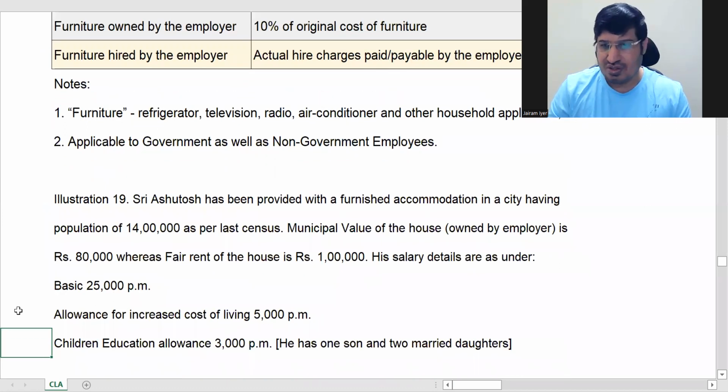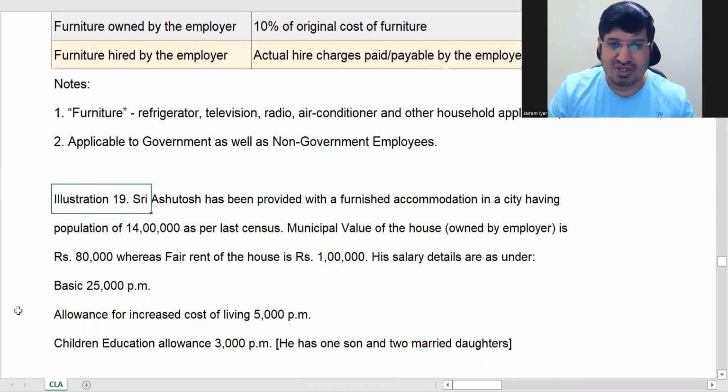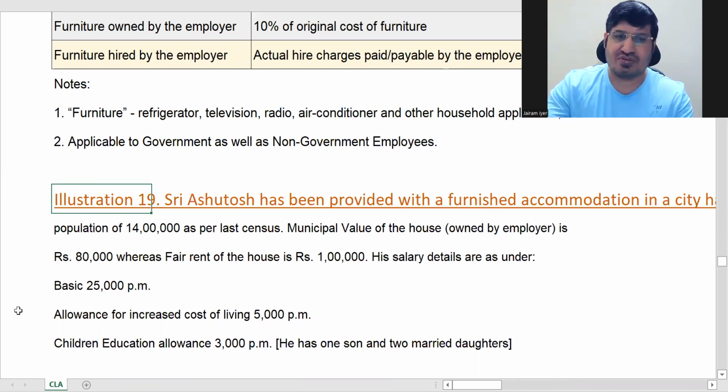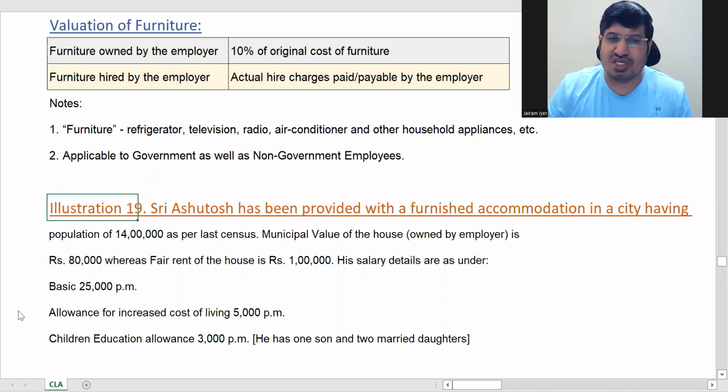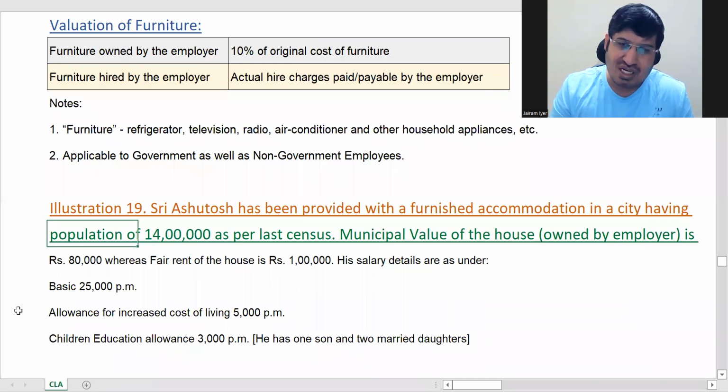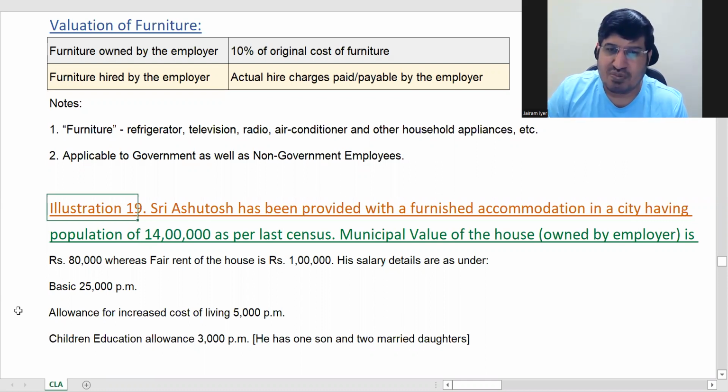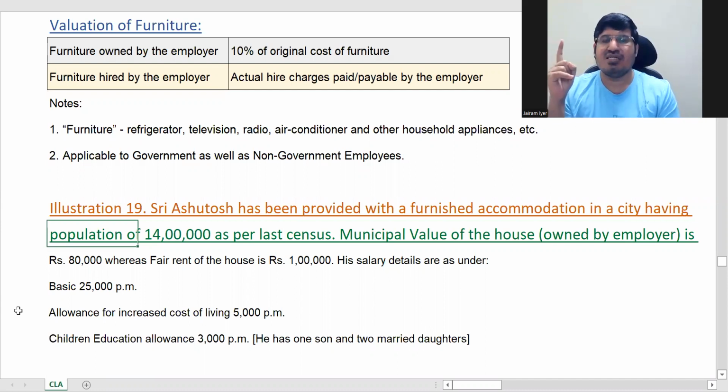Okay. So I'll take you through another problem. This is a small problem. Ashutosh has been provided with a furnished accommodation in a city having population of 14 lakhs. Like here it is given, no? It will be given like that in your problem. Nobody can guess the population basically. 14 lakhs means straight away it comes to the mind that it is up to 25 lakhs, the second one. So 10% will be applicable.